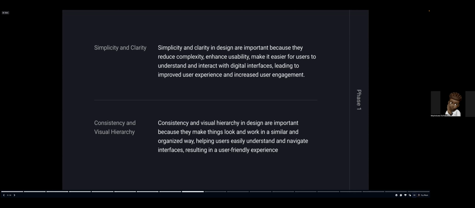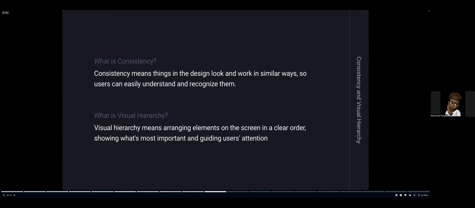And visual hierarchy is also important because they make things look and work in a similar and organized way, helping users easily understand and navigate interfaces, resulting in a user-friendly experience itself. So hierarchy is about, I'm going to break it down so we can see exactly what I mean. So this is a breakdown of it. Consistency means things in the design look and work in similar ways so users can easily understand and recognize them.